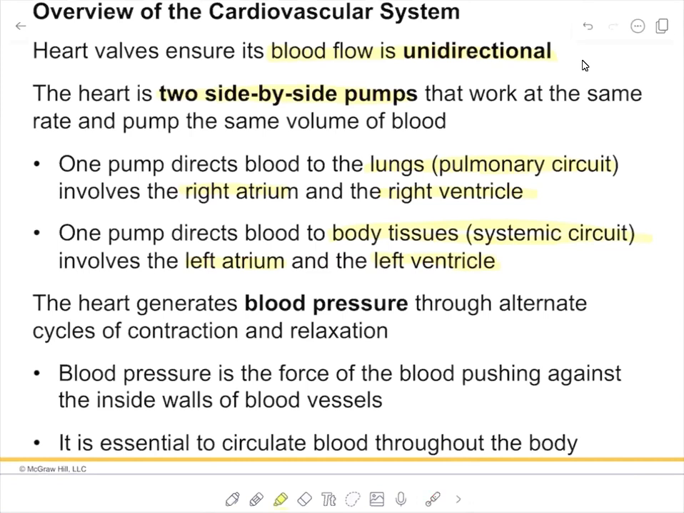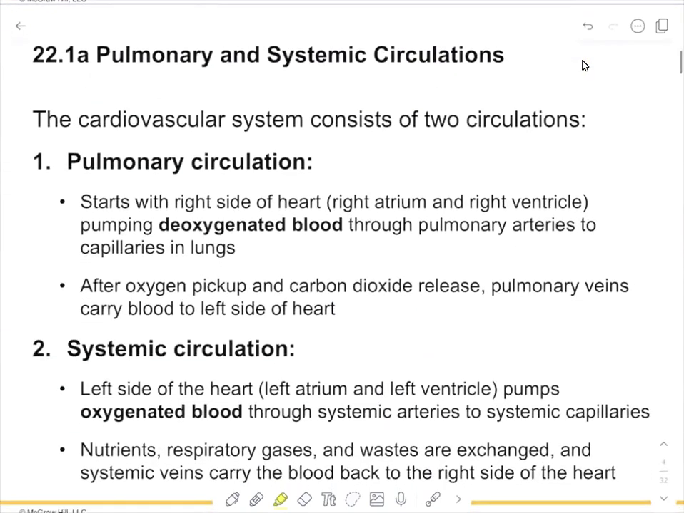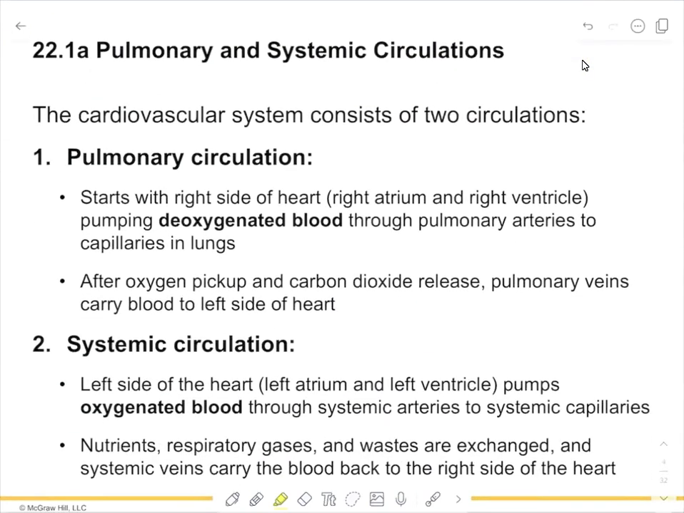One of the things that the heart does is it generates the blood pressure through the alternate contraction and relaxation of the ventricles. We're not really going to talk too much about blood pressure in this chapter, but it's basically the force of blood pushing against the inside of blood vessel walls. And obviously, it's essential to circulate blood throughout the body. So let's talk about the pulmonary and systemic circuits.